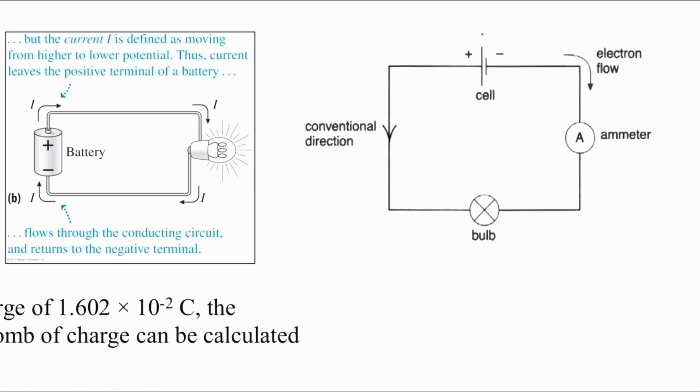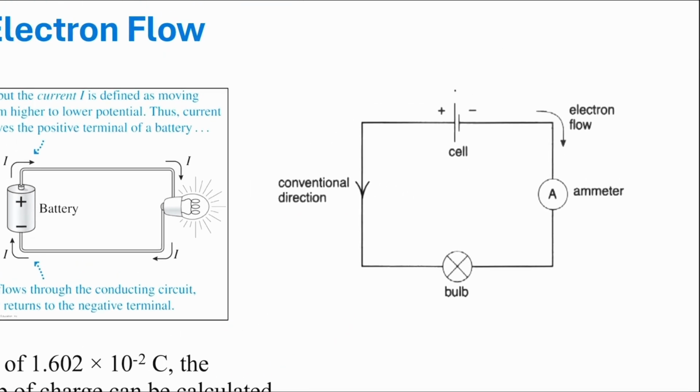So this is the simple circuit again. If we don't say anything, we always say I is the conventional current. It starts from the positive, flows to the light bulb, to the negative. And in reality, we know it's actually electrons, which carry negative charge, going in the opposite direction.